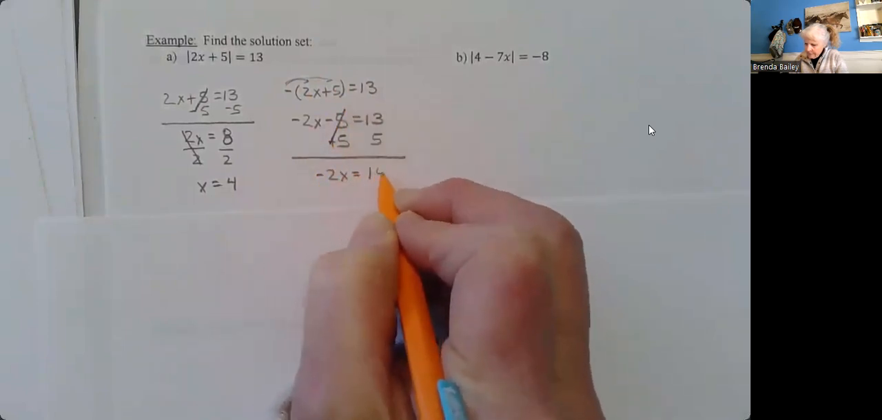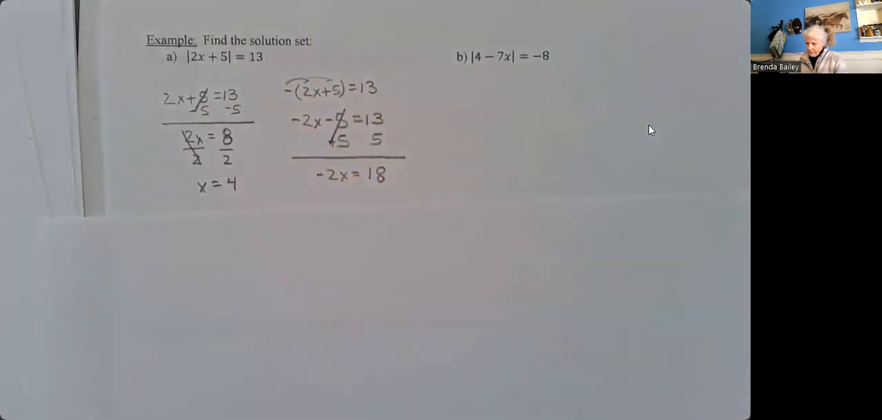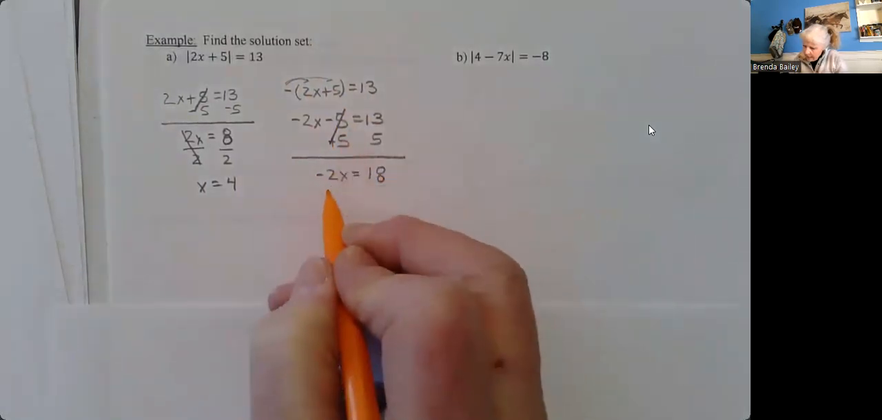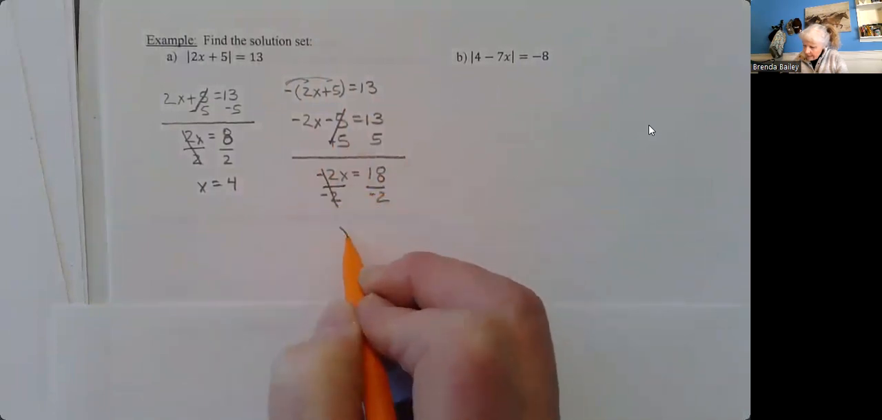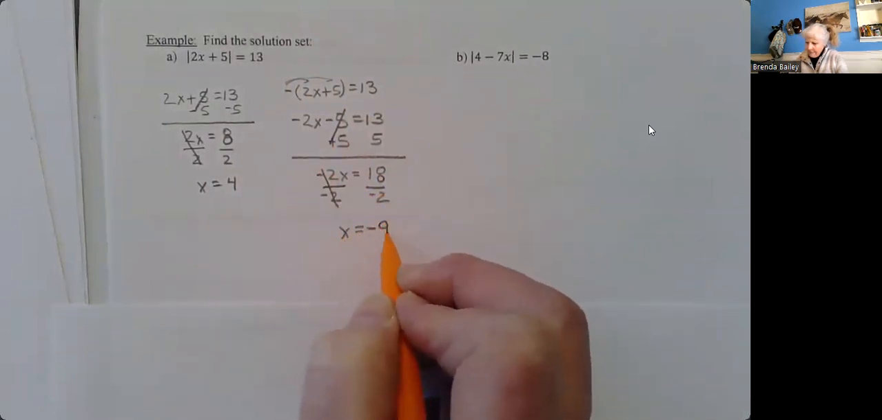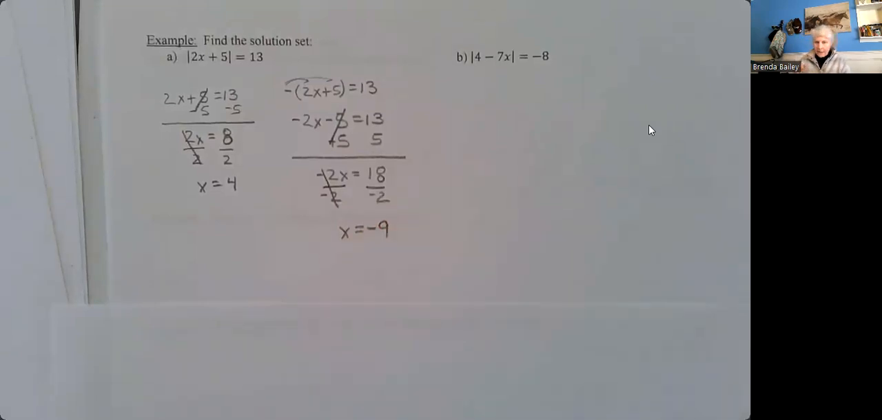Equals 18. Divide by a -2. X equals a -9. Let's put those in and see.